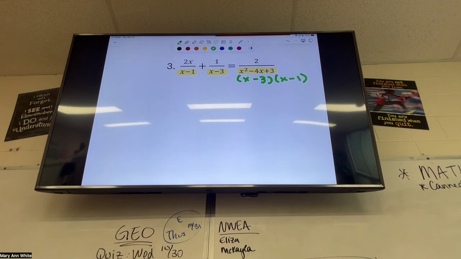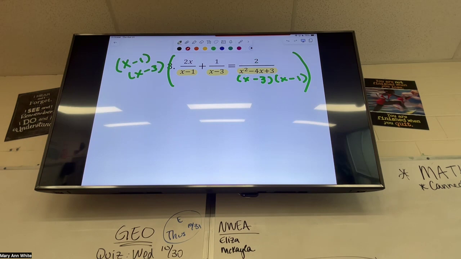Why was it helpful that we broke that down? Right? Now I already know that all of them have kind of the same base of the denominator. I'm only going to multiply by x minus 1 and x minus 3. If it did not break down to that, I'd also have to multiply by this nonsense, which I don't want to do. I don't want to also multiply by x squared minus 4x plus 3. I only want to keep it as simple as possible.